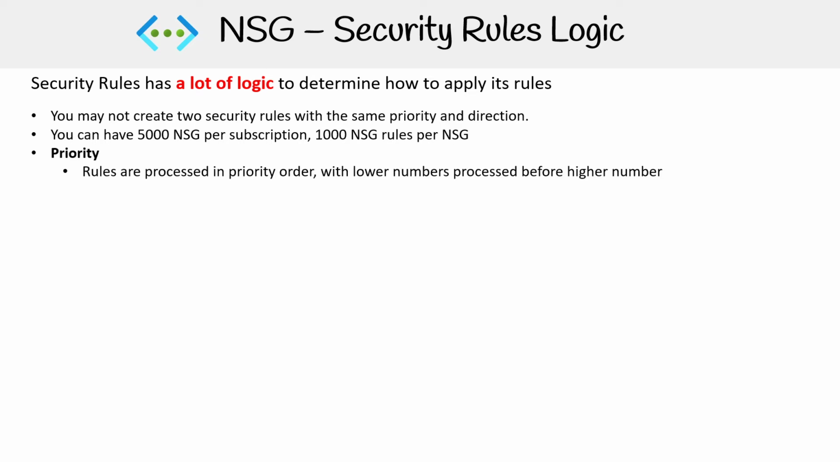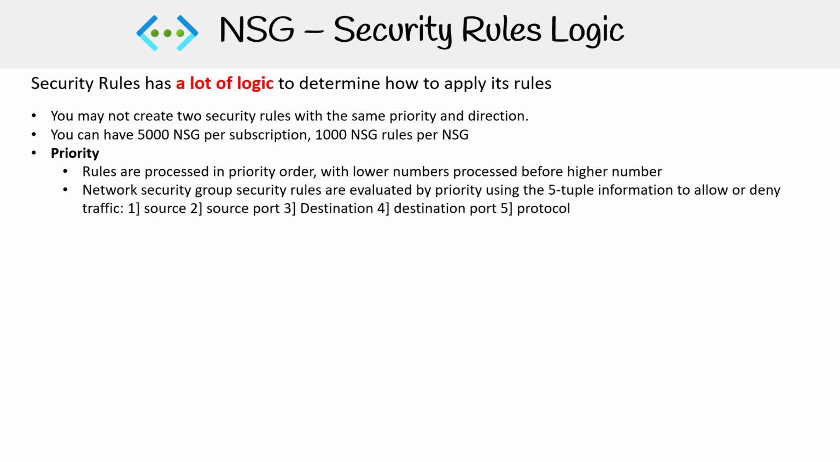For priority, rules are processed in priority order, with the lowest number processed before the higher number. Network security group rules are evaluated by priority using 5-tuple information to allow or deny traffic based on source ports, destination ports, and protocol. Honestly, I don't know what they mean by that, and I couldn't make any sense of it. It's in the documentation, so I'm just showing it to you here.